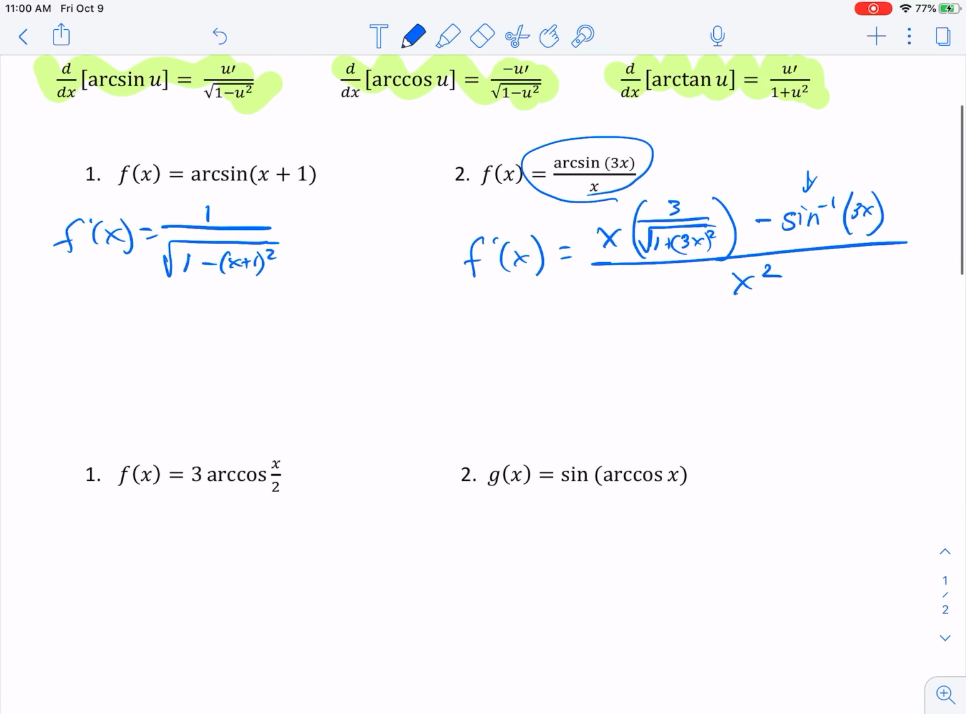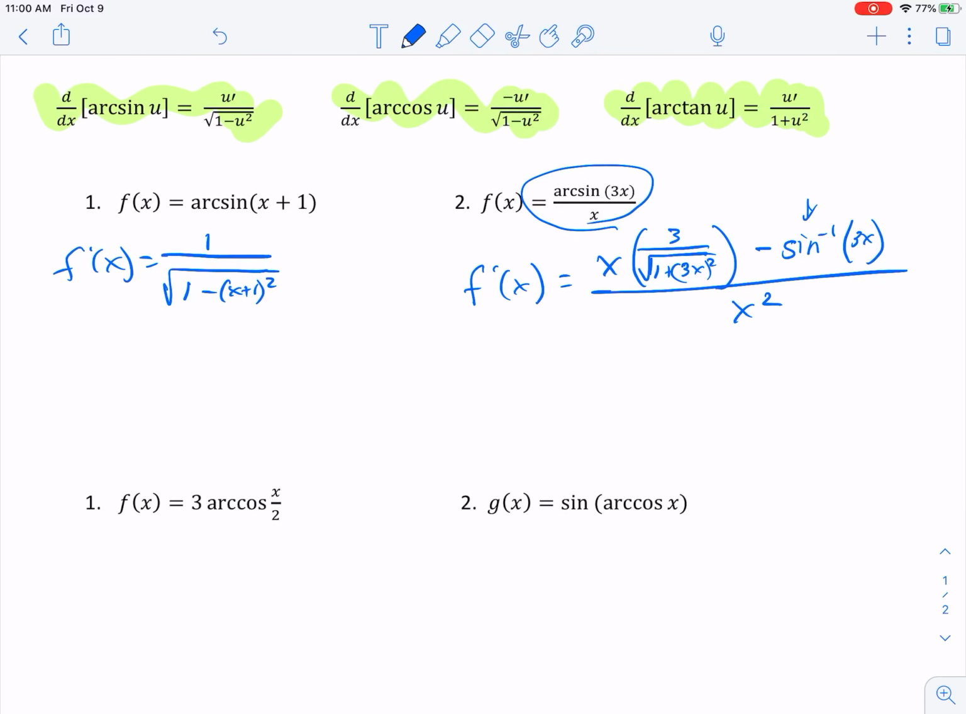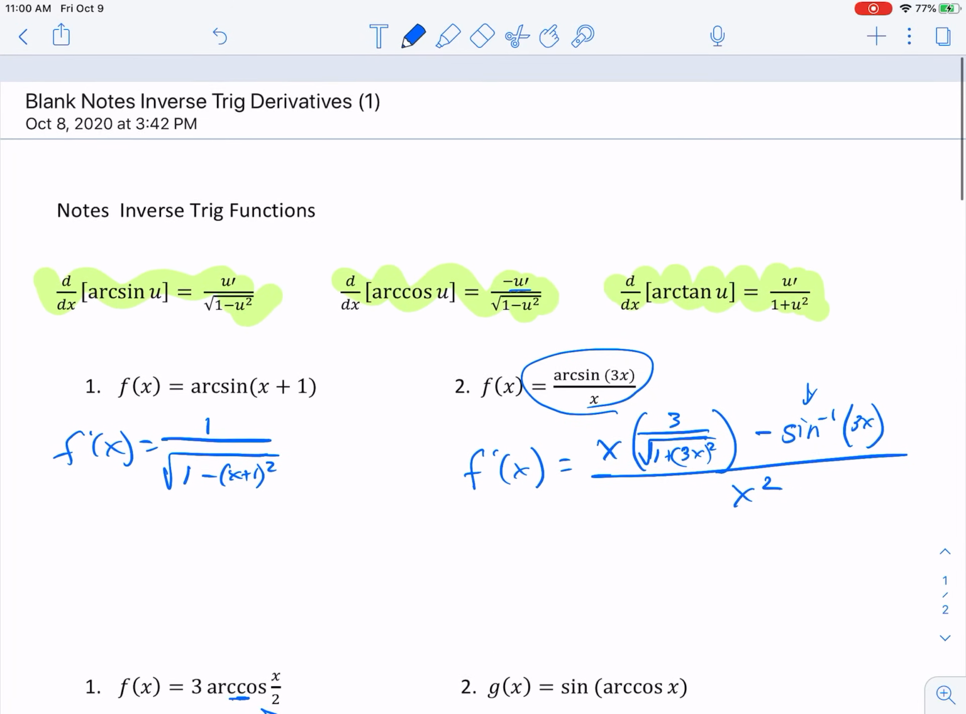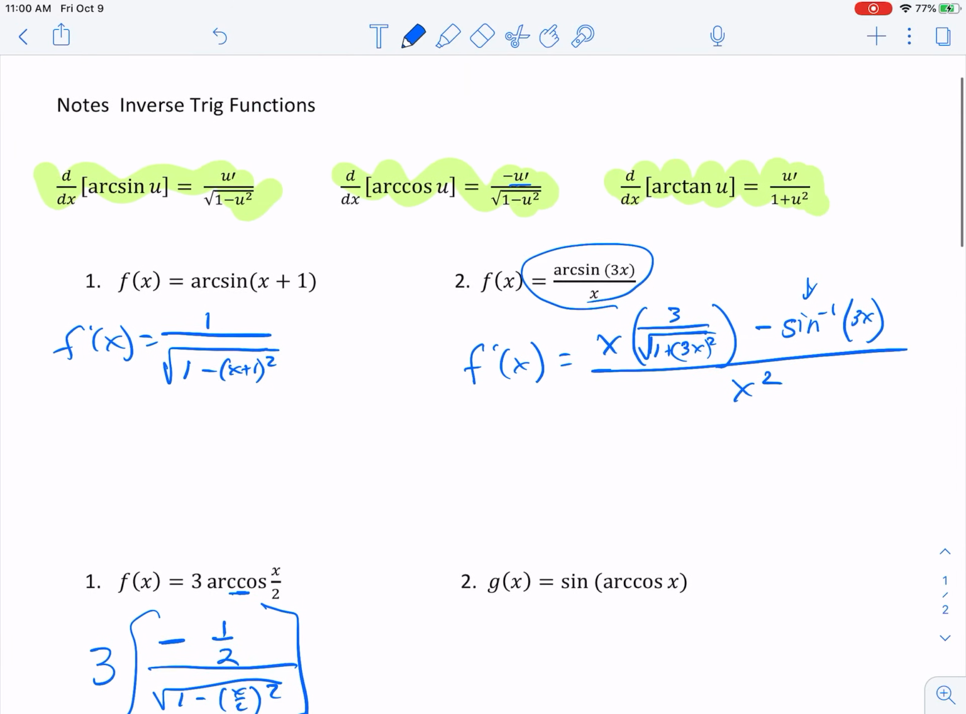Okay? Cosine. There's your rule. Remember, you're taking a derivative with a c in it, starts with a c, it's negative. So negative u prime, don't forget there's a 3 out front, over square root of 1 minus x over 2 squared. Okay, make sure we did it right. It's a minus, it's a minus.